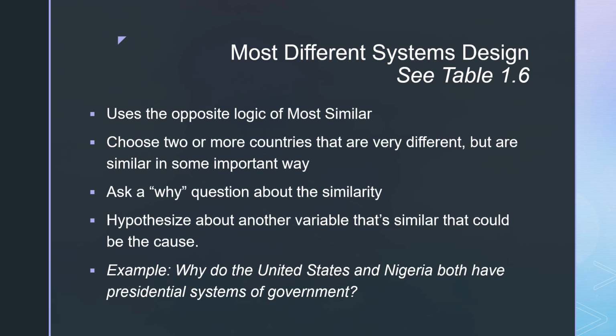One of the hypothesized reasons is that both of them were unhappy colonies of Britain, and Britain had a parliamentary system. So the theory or the hypothesis here is that countries that threw off Great Britain and didn't like being British developed a different system of government. So that's an example of what they have in common, even though the United States and Nigeria are otherwise very, very different from each other.